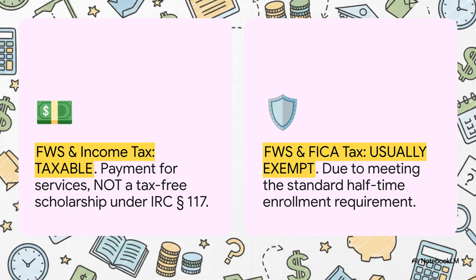But for FICA tax, FWS wages are usually exempt. And here's the really crucial detail. That exemption doesn't come from the fact that it's FWS money. The exemption comes because the rules for getting FWS in the first place almost always require students to be enrolled at least half-time, which means they naturally meet the main requirement for the safe harbor.